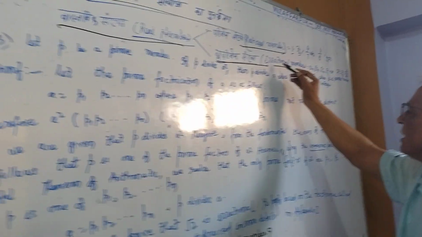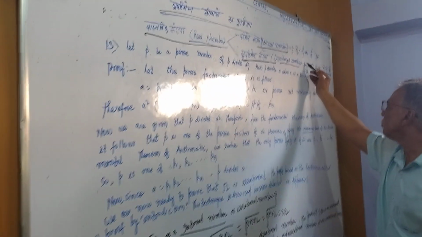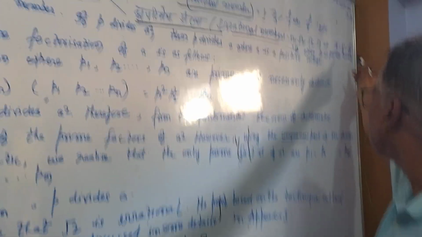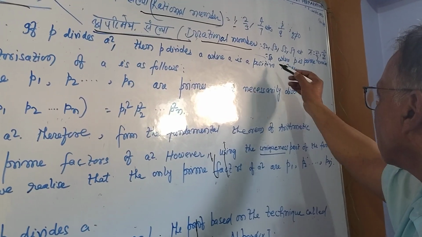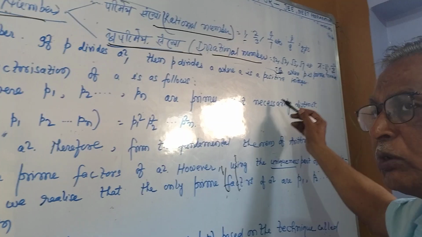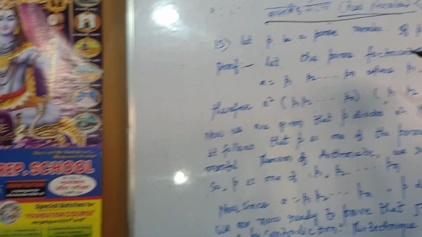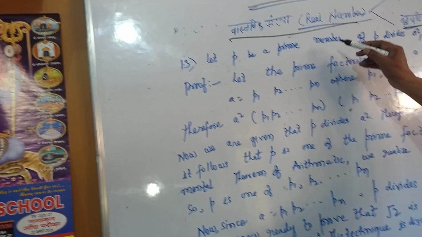And in irrational numbers: root 2, root 3, root 5, root 7, pi, 22 by 7 minus root 2 by root 3, which is in the form of root p, where p is a prime number. Let p be a prime number.